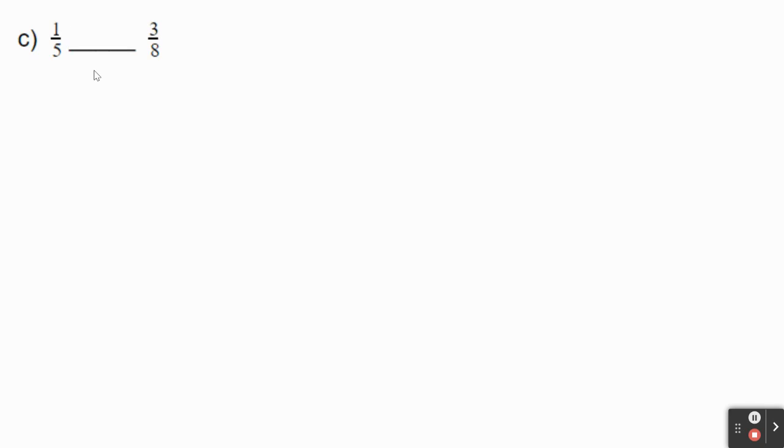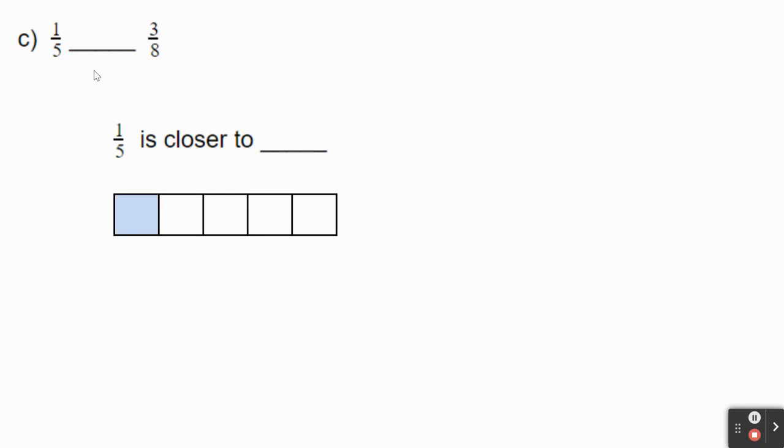Let's try another. Here we have 1/5 and 3/8. First, let's find which benchmark fraction 1/5 is closer to. If we have our model, we have 5 equal parts with one of them shaded. We can see this is very close to 0.